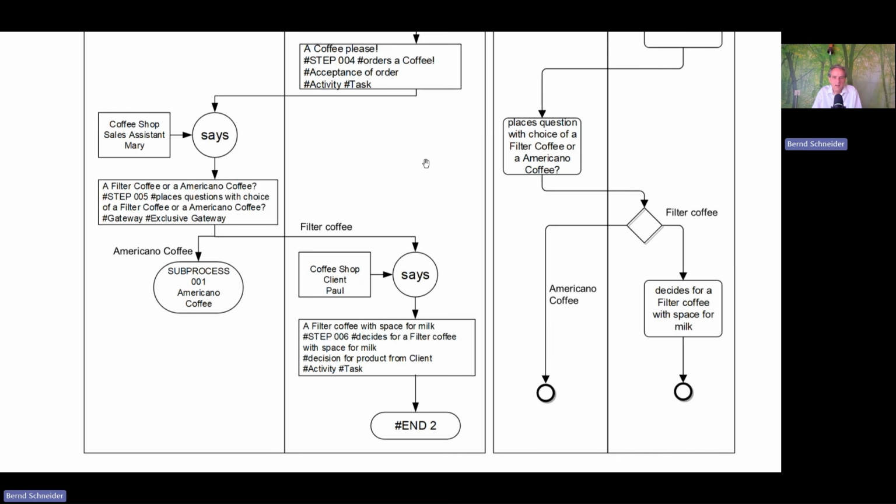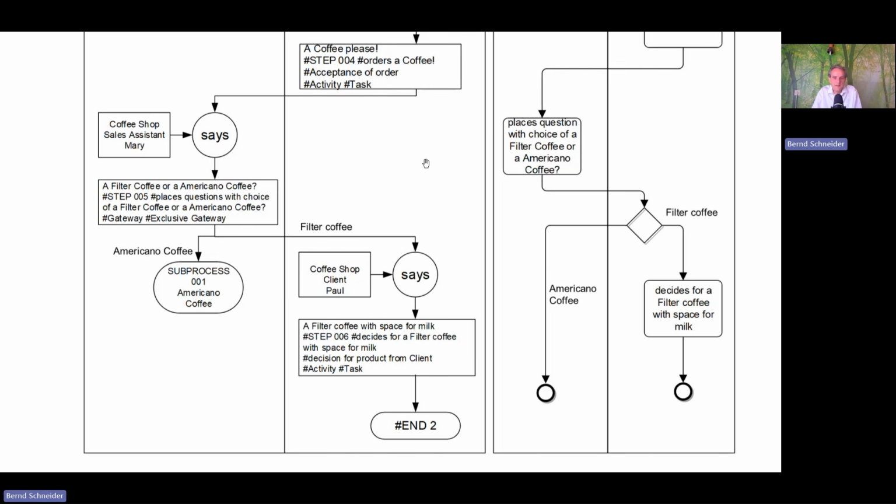And then we have again the abstraction. Hashtag step 001 decides for a filter coffee with space for milk. And this abstraction is used to represent on the right side Business Process Modeling Notation 2.0. Client decides for a filter coffee with space for milk.